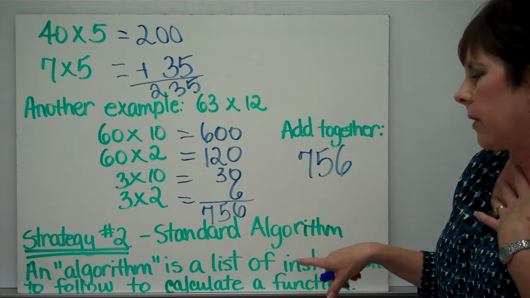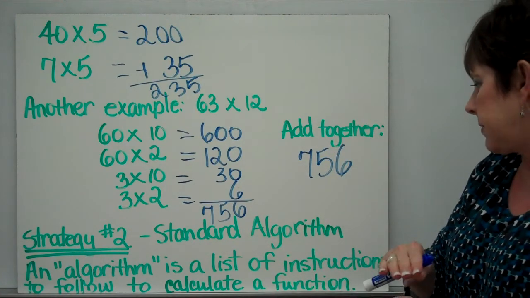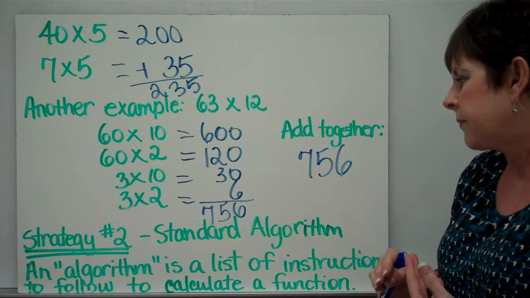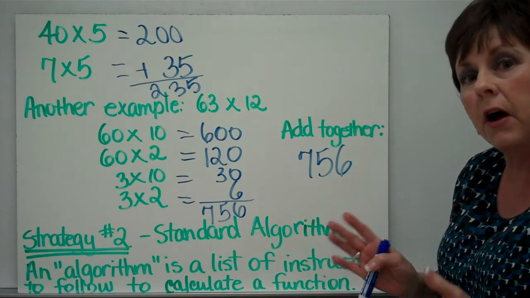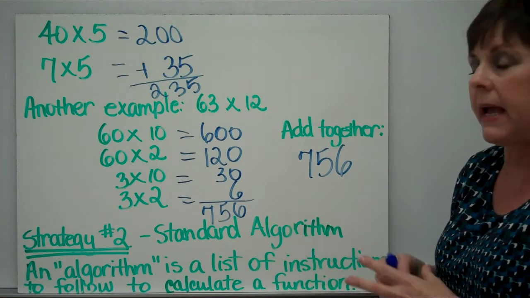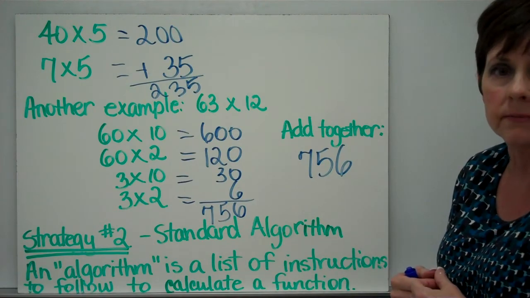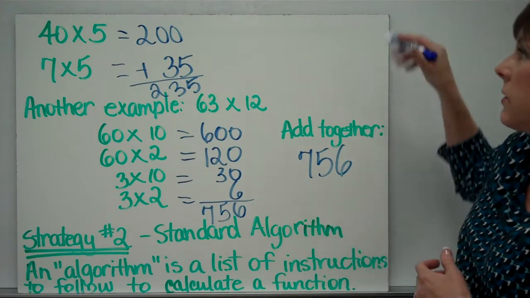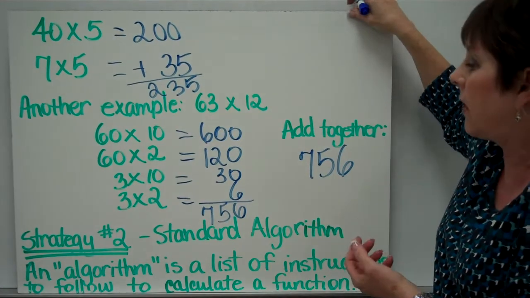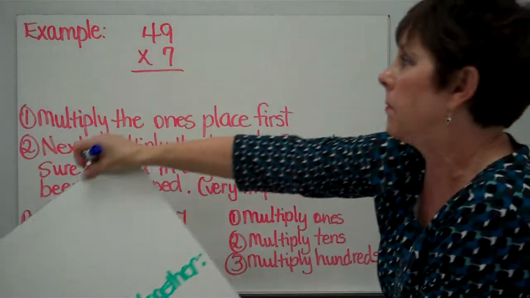When we say an algorithm, this is a list of steps or instructions that you follow so that you can calculate a certain function. In this case, you would be calculating multiplication. All right, and this is the standard way of doing it. You may have been taught this and you like it and feel comfortable.